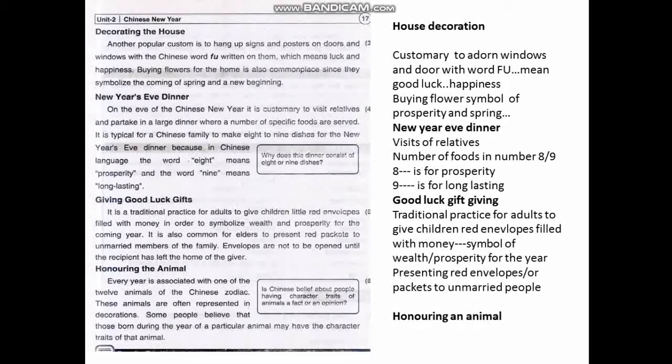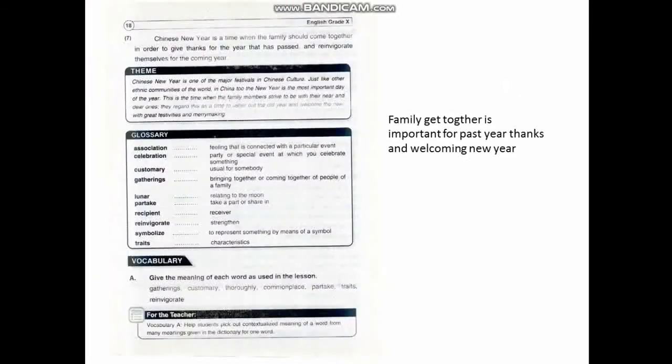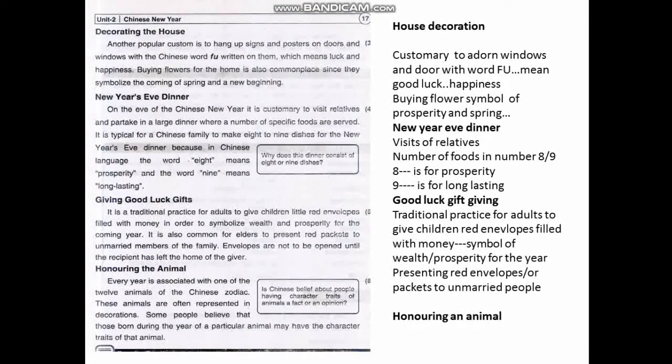Next is giving good luck gifts. It is a traditional practice for adults to give children red envelopes filled with money, which is the symbol of wealth and prosperity for the coming year. The second thing is giving presents to young unmarried people with red envelopes or red packets, to unmarried members of the family. Envelopes are not to be opened until the recipient has left the home after giving.